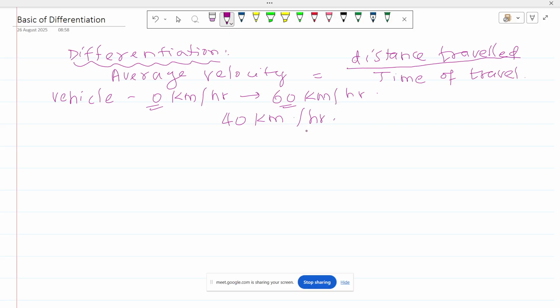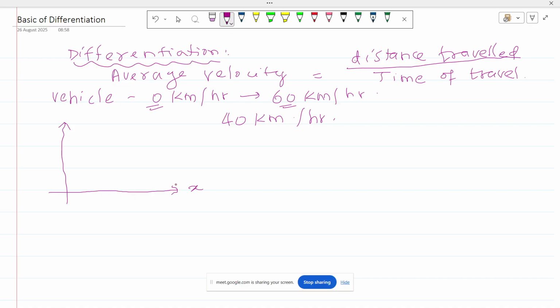Distance traveled means, if he is traveling 40 kilometer per hour, then he is traveling 40 kilometer per hour. Otherwise, in case a vehicle is moving, it can generally be denoted through a graph also. Even yesterday I sent you one basic video. I don't know whether you have gone through it or not. What is the basic concept of differentiation?